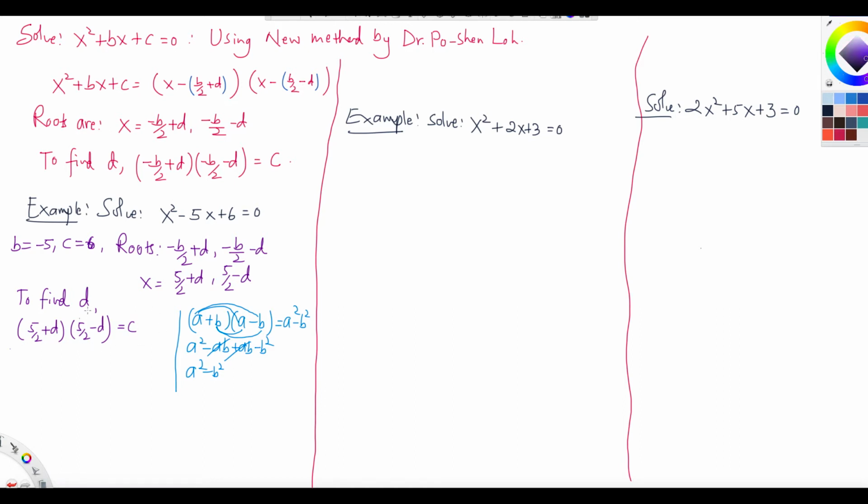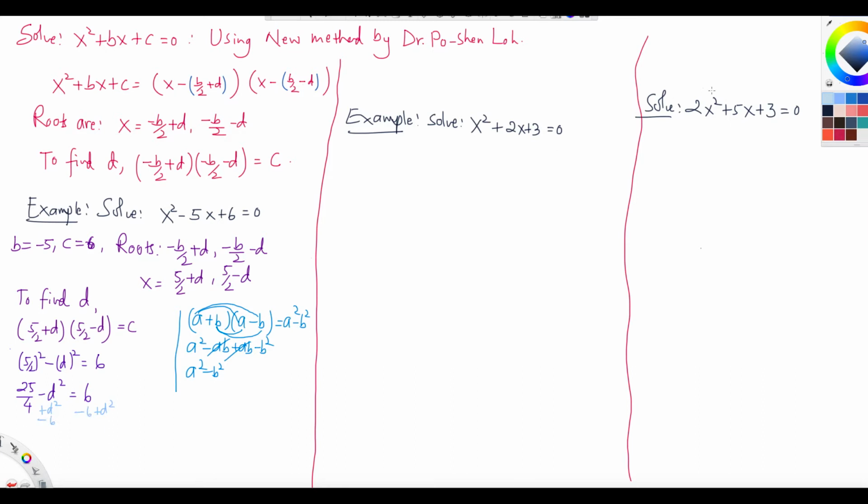So using this formula, what do you get? The square of the first, that is 5 half squared, minus the square of the second, d squared, equals c, which is 6, right? So what is that? 5 half squared is 5 half times 5 half, 25 over 4, minus d squared equals 6. Now our goal is to solve for d, right? So to do that, we need to move this term to the other side and move that to this side. How do I do that? Add d squared on both sides. Subtract 6 from both sides.